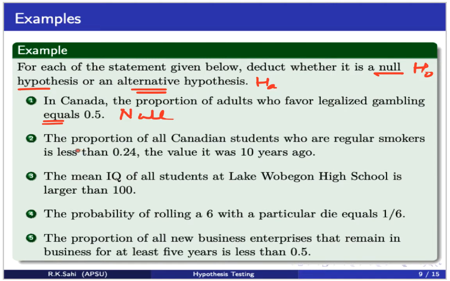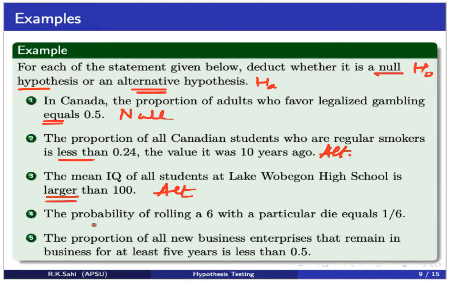Okay, the next one. The proportion of all Canadian students who are regular smokers is less than 0.24, the value it was 10 years ago. The catch is "less than." That means it's the alternative hypothesis. The next example, the mean IQ of all students at Lake Wobegon High School is larger than. See the word larger? That means it's an alternative hypothesis.